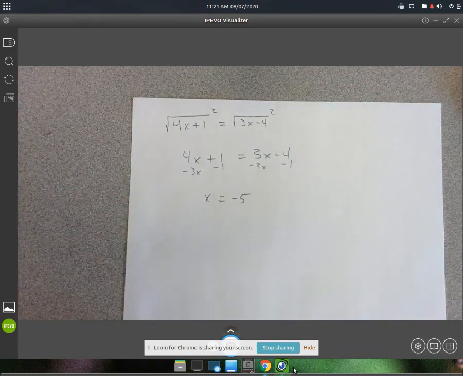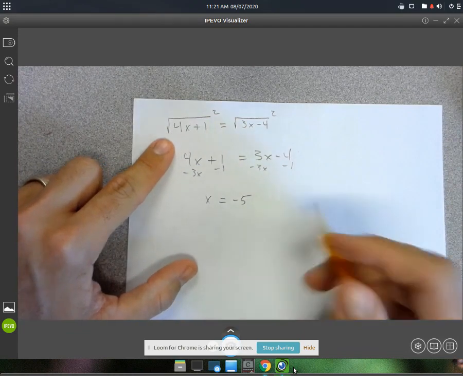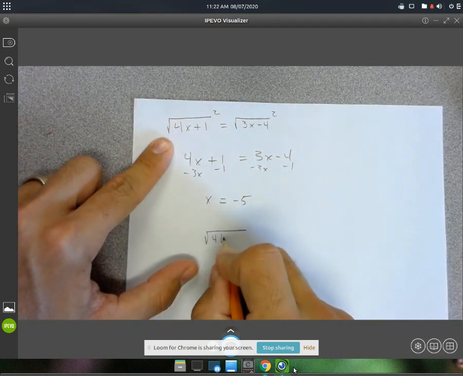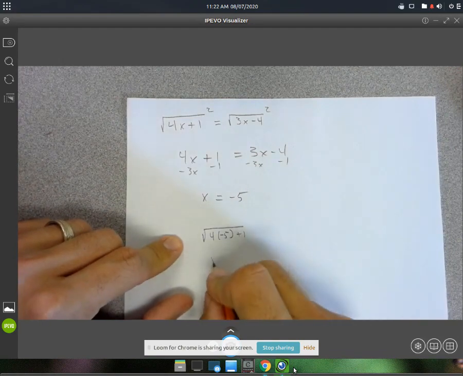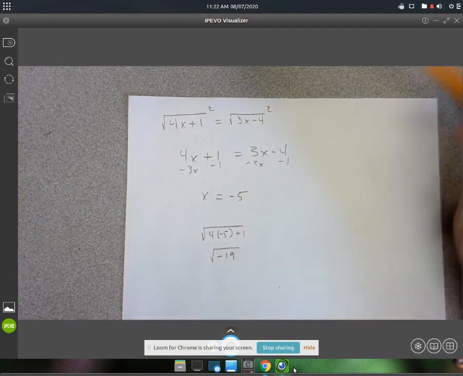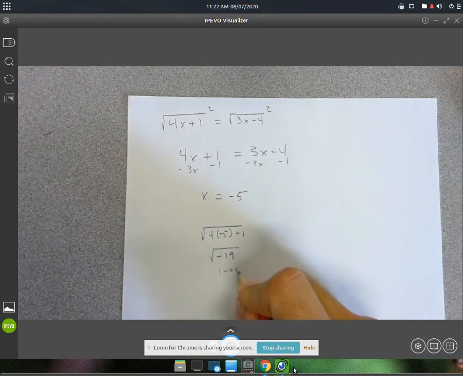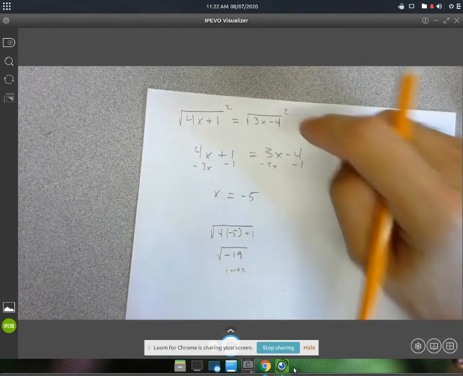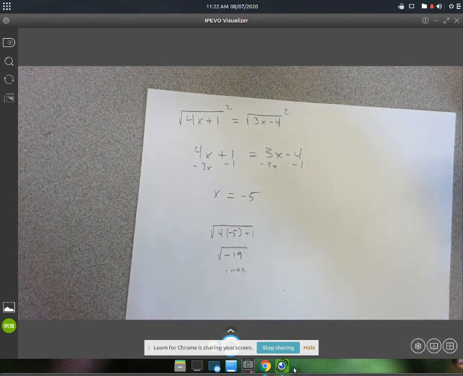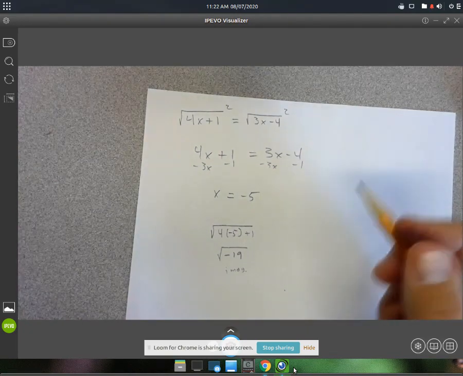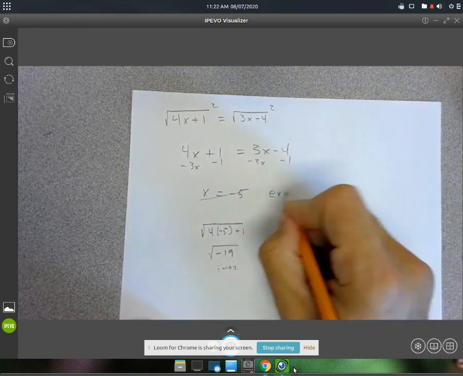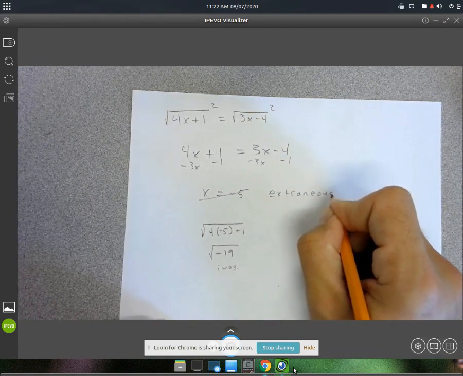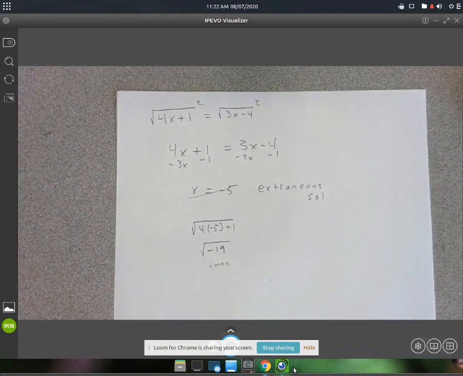Now this one's actually very easy to check. Plug negative 5 in just to the left side. 4 times negative 5 plus 1. This is going to give us negative 20 plus 1, which is negative 19, which is an imaginary solution. Now, it's also going to give us the same thing on this one, but because we end up with imaginary or non-real numbers for solutions, this means that x equals negative 5 is not a valid solution. That is called an extraneous solution. So it's the solution we get by following the rules, but it does not satisfy the original equation.